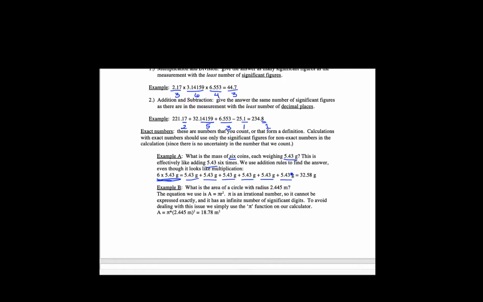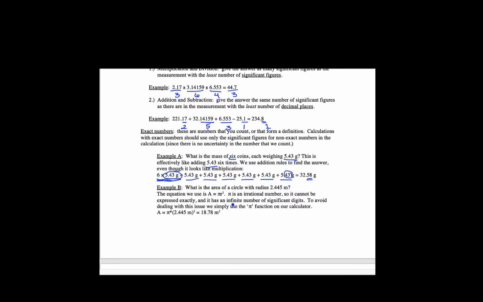And since each of those has 2 decimal places, I'm going to keep 2 decimal places in my answer rather than go with this number has 3 sig figs, and therefore I'm going to round to 3 sig figs. I'm still going to use the addition rule even if it looks like multiplication when I have this exact number.